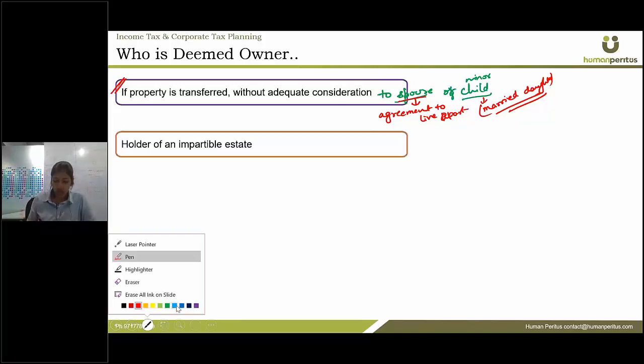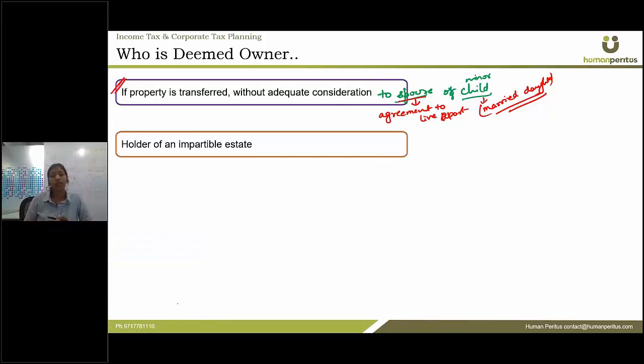Next is the holder of an impartible estate. If the property is under an impartible estate, it is not legally divisible. There is, you can say, a notice regarding this property that it cannot be divided. The holder of that impartible estate, the holder of that impartible property, will be the deemed owner.